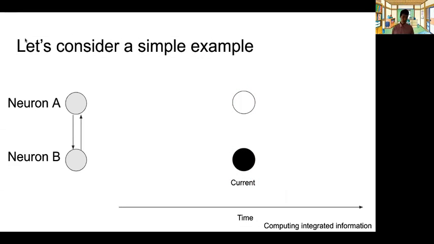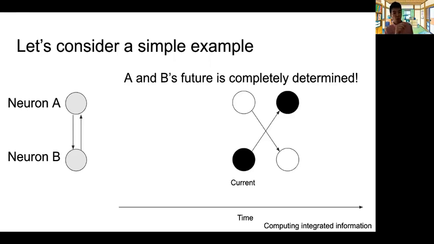Now we consider a simple example of this situation. Let's say the current state of the system is that neuron A is on and B is off. Then at the next time step, because of this copy rule, A's state becomes off, and B's state becomes on. So this is B's state and this is A's state, and the off state of B is copied to A.